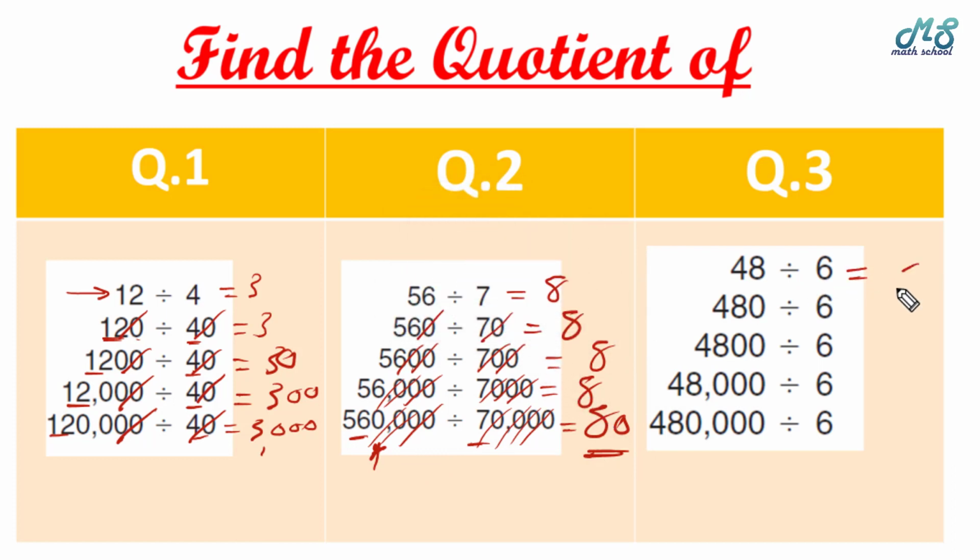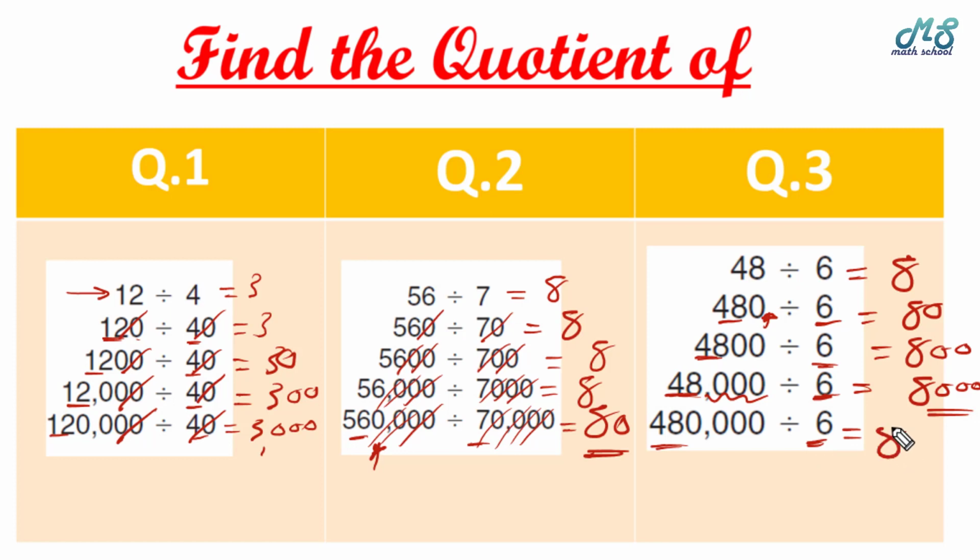48 divided by 6 equals 8. We studied before. 48 divided by 6 equals 8. We have just 1 zero, just bring down 0. 48 divided by 6, it will be 8, and bring down double 0, so it will be 800. 48 divided by 6 equals 8. Now we have triple 0, just bring down triple 0, it will be 8000. Next, 48 divided by 6 equals 8. Ask yourself how many extra zeros? 4 zeros. 1, 2, 3, 4. Now the quotient will be 80,000.